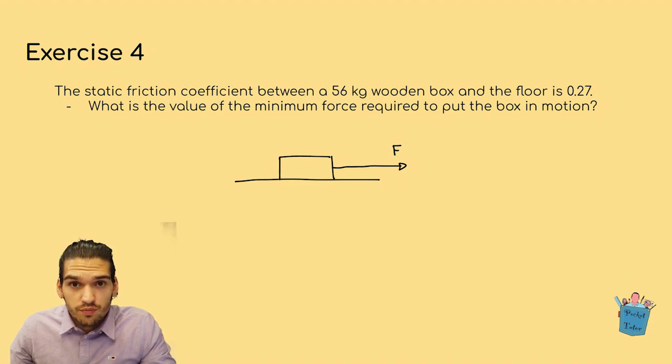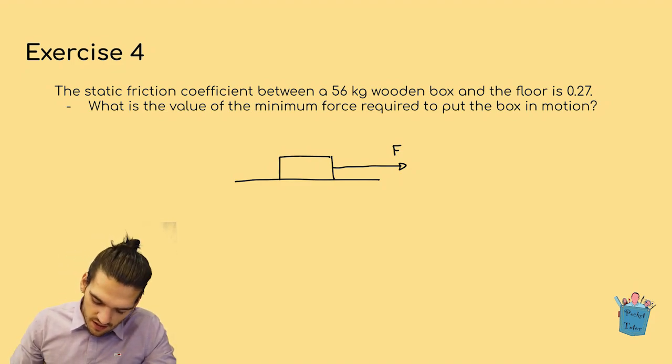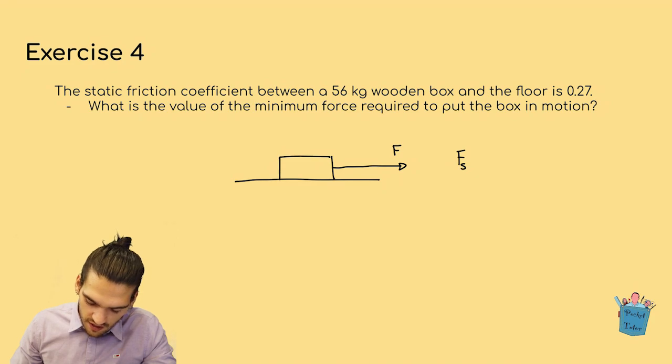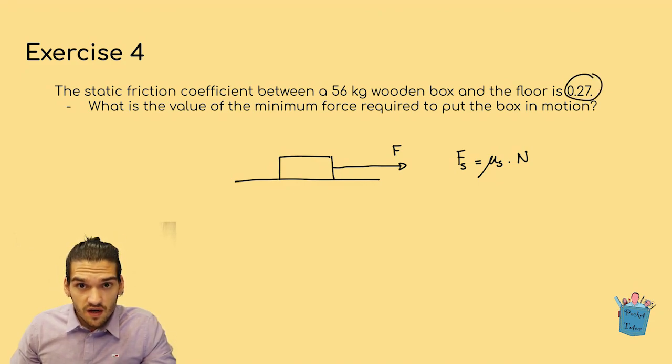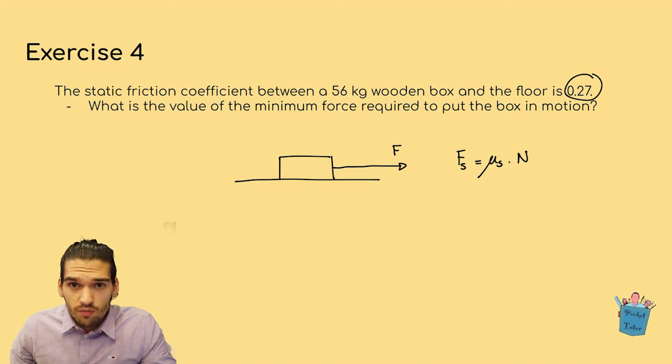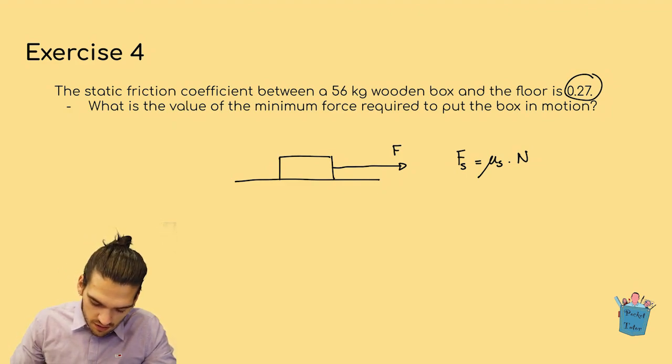We've seen the equation to compute the friction, and this is Fs for static, equal to mu s times N. Now mu s is 0.27. We need to find what N is. I told you that N is the normal force. It is the force that a surface applies on a body in order to keep the equilibrium along the perpendicular direction with respect to the surface. Now, in this case, the perpendicular direction is this one.